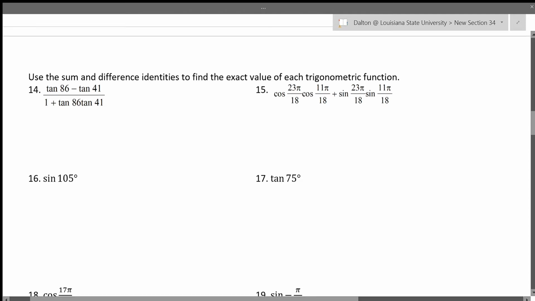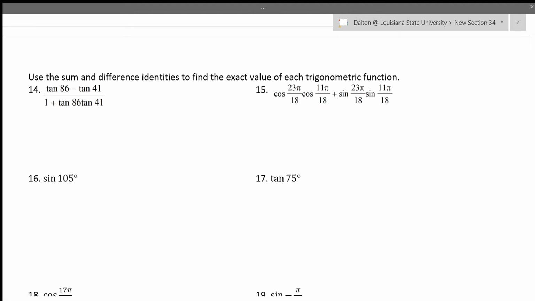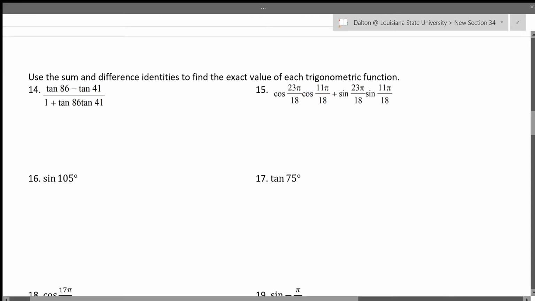And basically the deal is, for 14 and 15, I've given you the right side of your identity, and you're going to go backwards. So if you look at your sum and difference identities, obviously number 14 is the tangent sum and difference identity. So let's write that identity down.